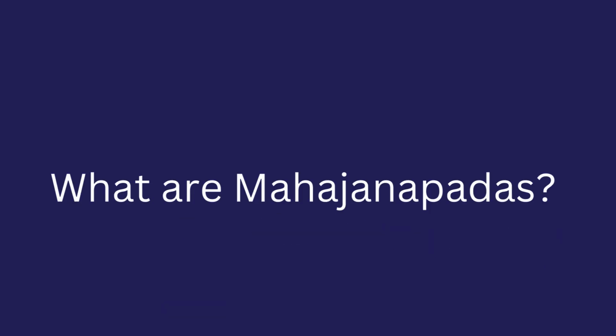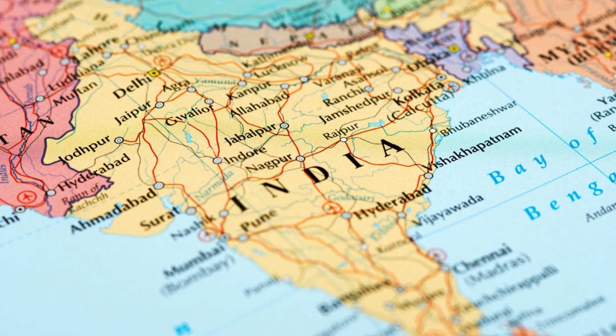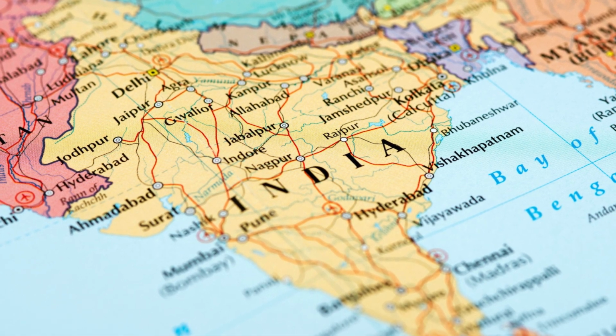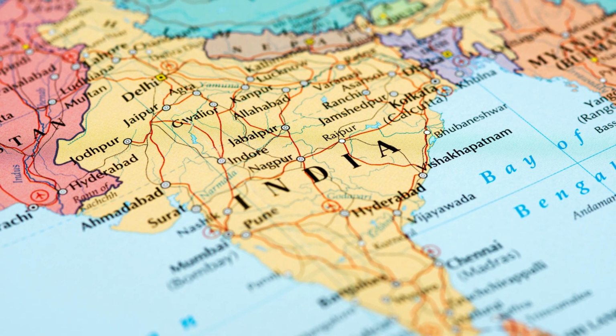Mahajanapadas were ancient kingdoms or republics that emerged in northern India during the 6th century BCE. The term Mahajanapadas literally means great kingdoms or great states. So now let's see the origin of Mahajanapadas.